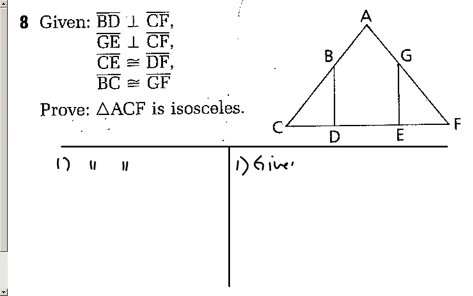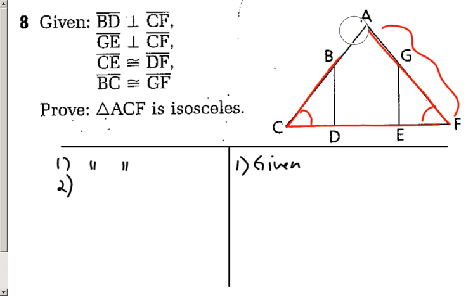I'm going to write my given. Step 2, I'm going to look at this picture. I'm trying to prove that ACF is isosceles. I'm trying to prove this big thing is isosceles. Well, like we say every day, there's 2 ways you could do this. You could either prove the base angles are congruent. That would make it isosceles. Or you could prove that 2 sides are congruent. So you could do one or the other.